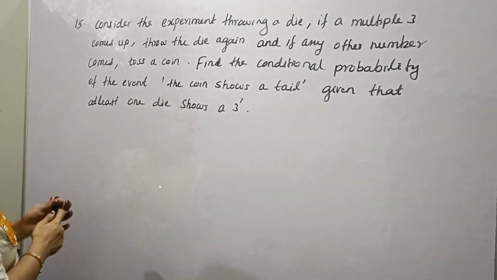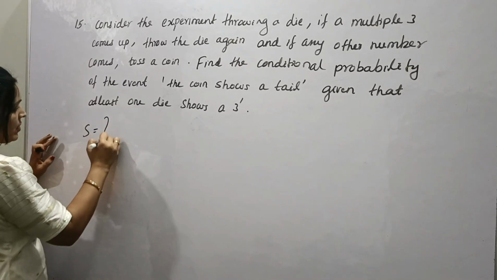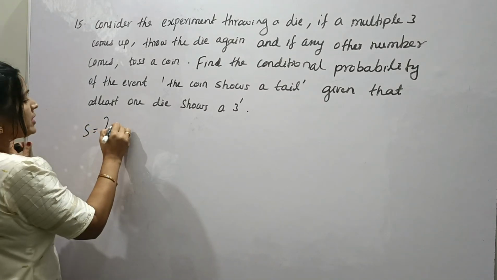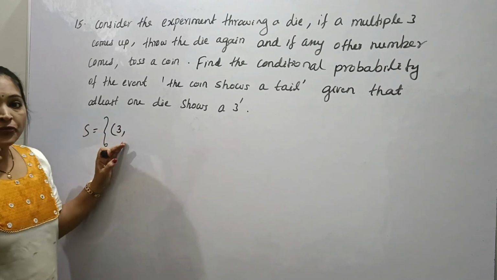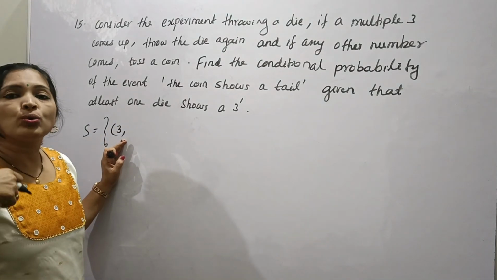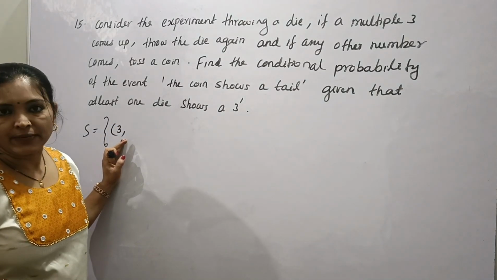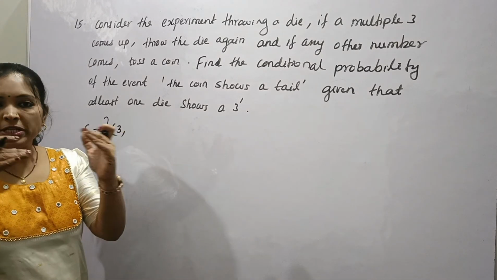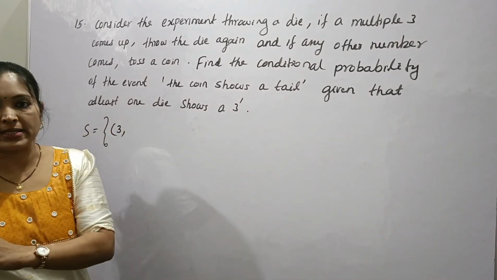So what is the sample space? See here, first of all, suppose you got 3. So what are the possibilities? If you get 3, you have to throw the die again. So next, the second time, the possibilities are 1, 2, 3, 4, 5, 6, right?